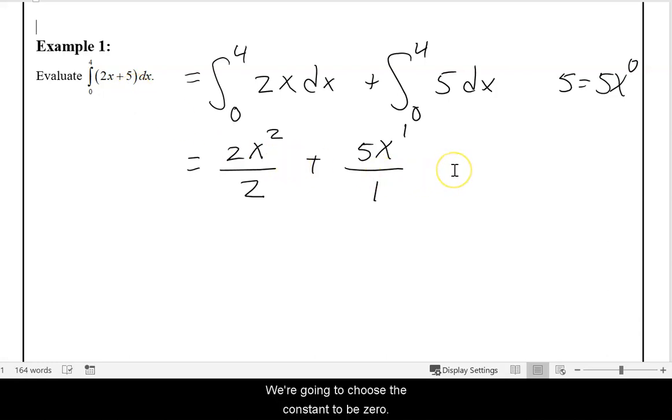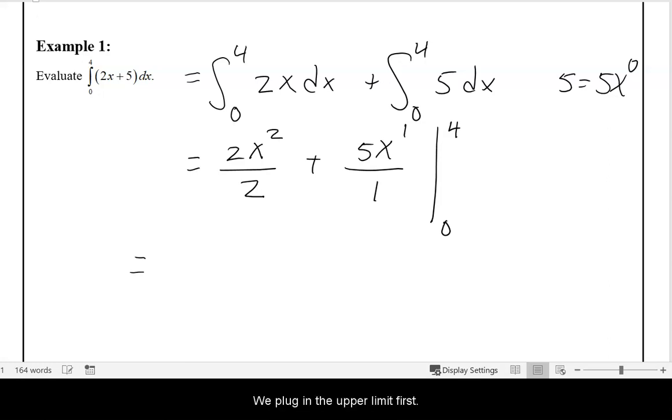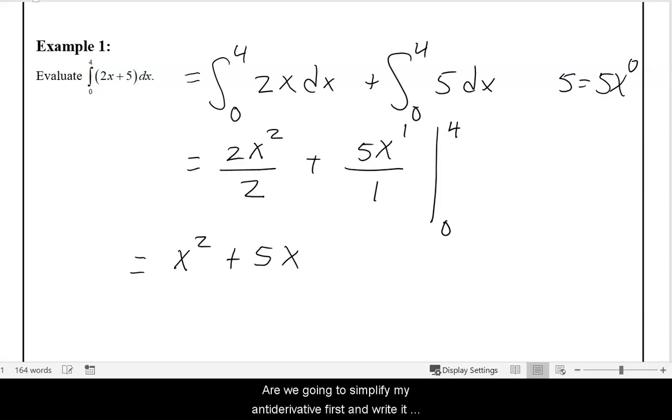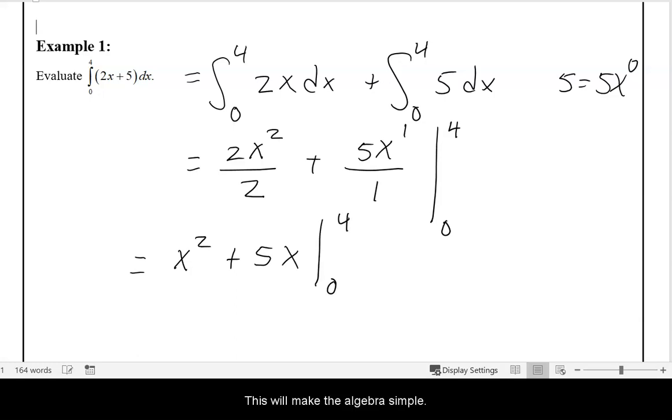We're going to choose the constant to be 0. We want to evaluate this between 0 and 4, so we'll put a long vertical bar with a 0 at the bottom and a 4 at the top. This means I need to plug those values into the antiderivative function. We plug in the upper limit first. I'm going to simplify my antiderivative first and write it as x squared plus 5x. This will make the algebra simpler.